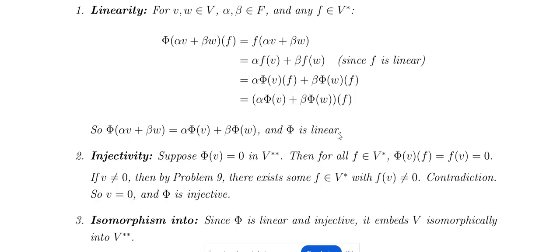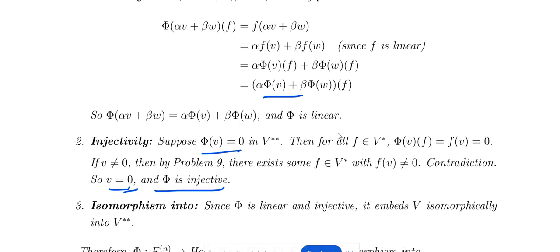Injectivity means pi of v equal to 0. Linearity property is the very easiest one. So pi of v equal to 0 in v double star, that is for f belongs to v star, pi of v of f equals f of v equal to 0. So therefore if v is not equal to 0, there exists f belongs to v star, f of v not equal to 0. This is a contradiction, therefore v should be equal to 0. So pi is injective. Pi of v equal to 0 na v equal to 0 nu vandiruchu, therefore injective.